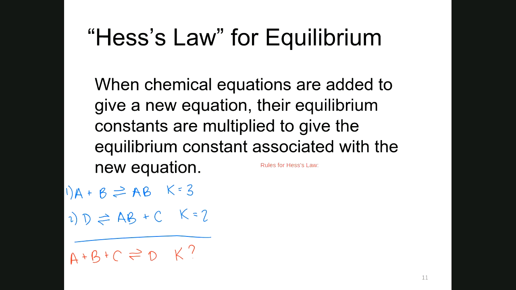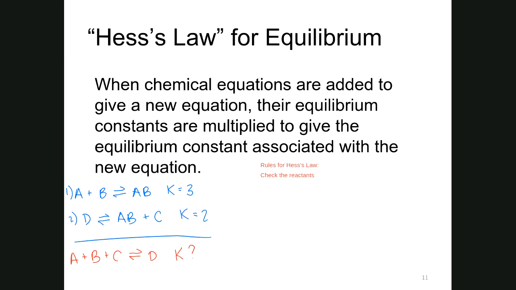is start off by checking the reactants. And what I mean by that is look at the reactants in our overall equation. So our reactants in the overall equation are A, B, and C. Do we see A, B, and C as reactants in our blue equations? So right now we say, okay, well in reaction 1, A and B are reactants, so that's good. In reaction 2, C is a product, so that is not good.